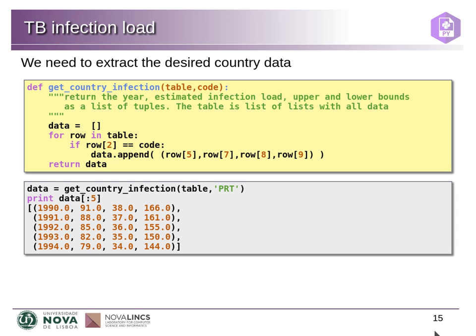So we can do this, get the infection values for the country. What we're going to do here is we get the complete table. This is a list with all the rows. We have to loop through the table, and every time we find the country with the code that we provide, we append to this new list the data that we want for that country. And the data that we want is the year, the estimated infection load, and the upper and the lower bounds of the estimate.